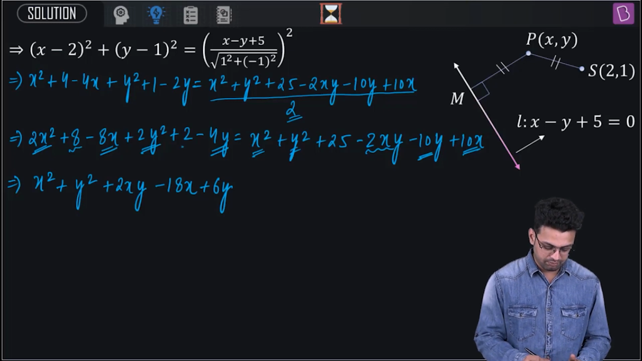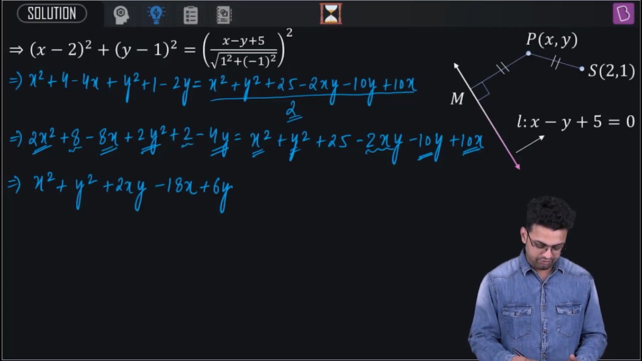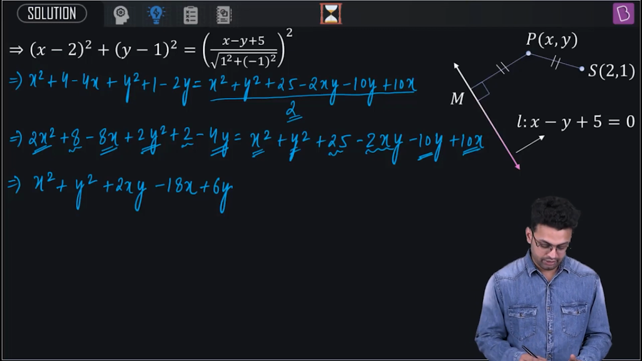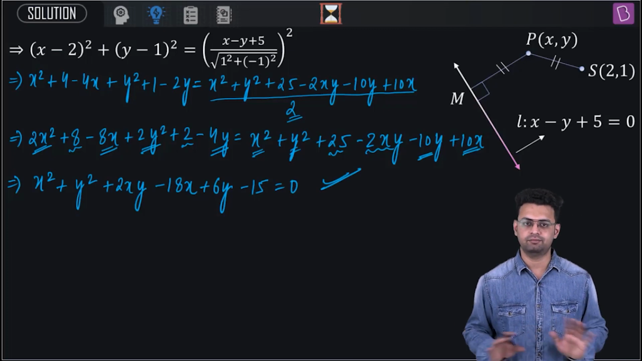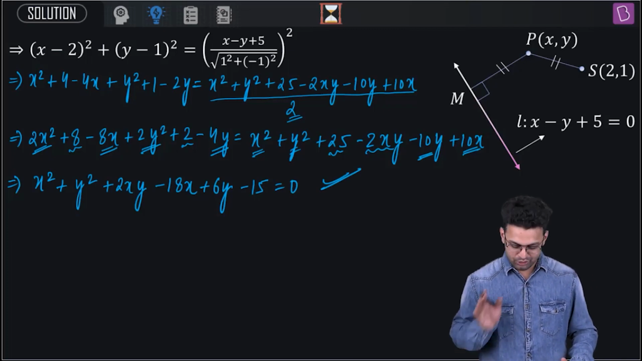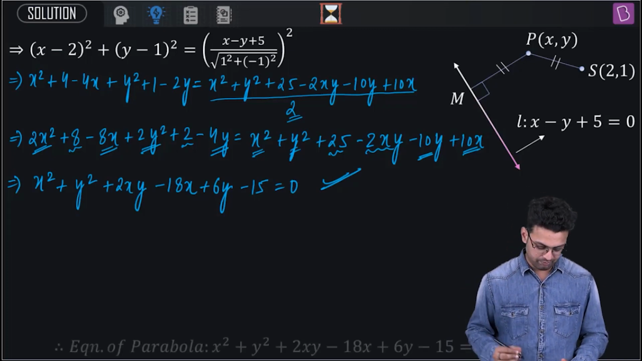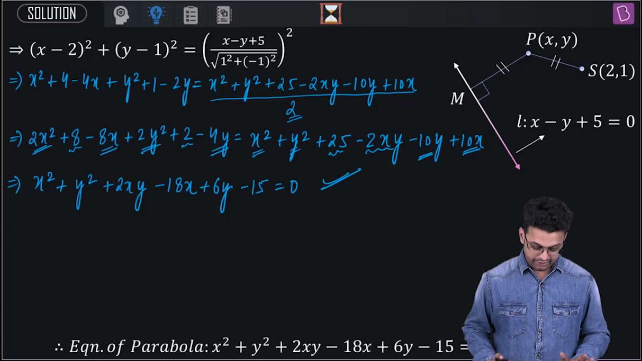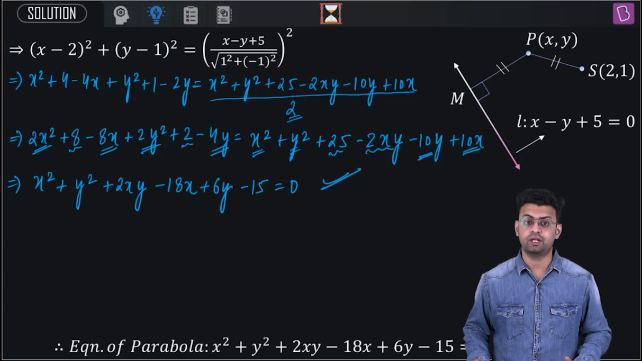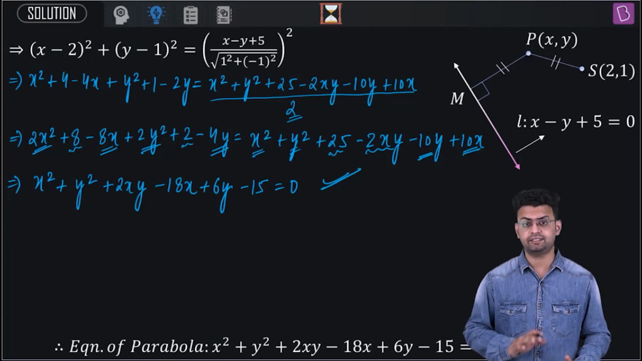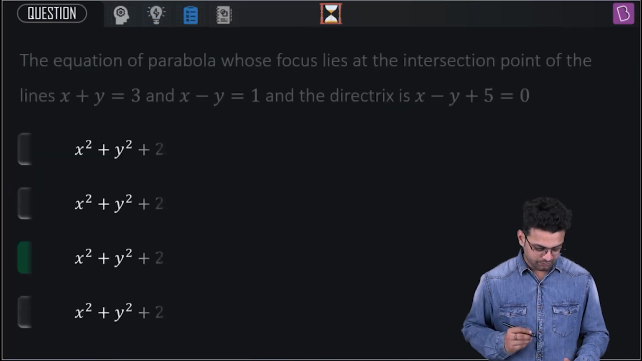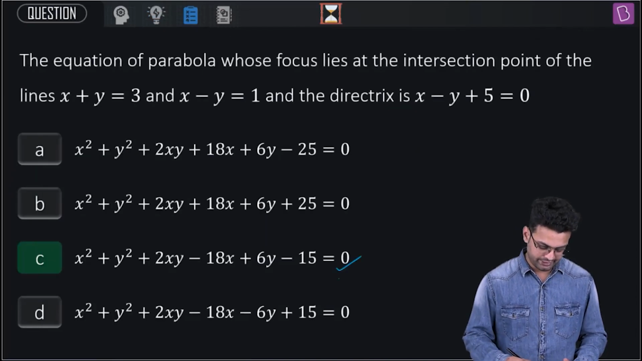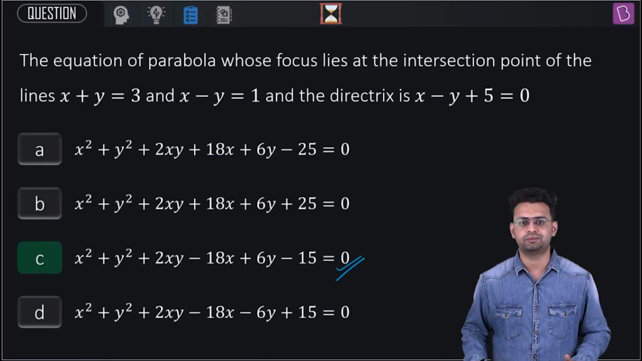So we have 8 plus 2, 10 over here, and we have 25 over here. So finally we'll have minus 15 is equal to 0. Done. Finish. So this is what the required equation is going to be, which is x square plus y square plus 2xy minus 18x plus 6y minus 15 is equal to 0. Okay, quickly moving to the options part. Yes, option C is the absolutely correct option.